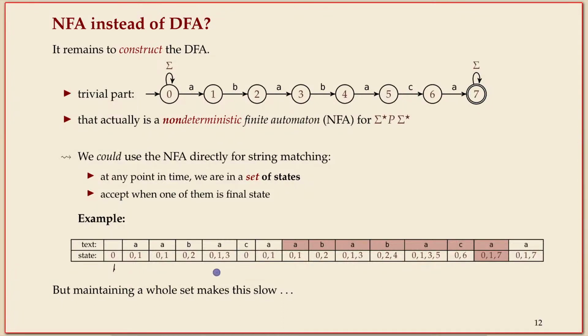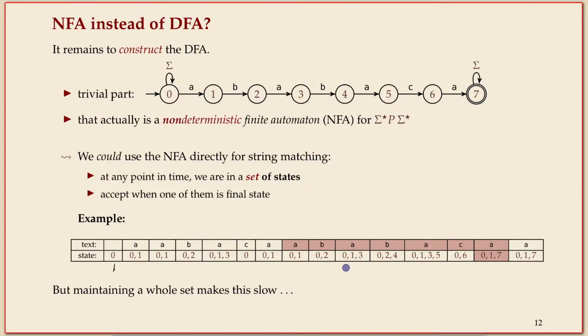If you read a C, the 3 is lost, so that dies out. The 1 is lost, that dies out. The only thing that remains is the 0 state, and that can only loop. So after that, you're back to only one thing is possible. And you keep doing like this. So this is the same as before. We have seen these states already.